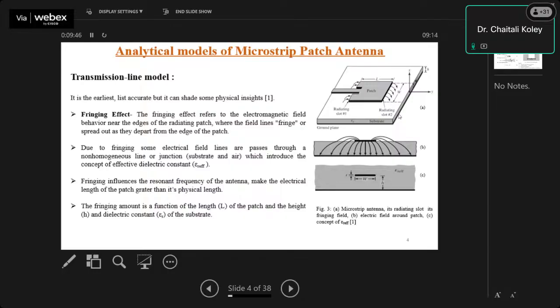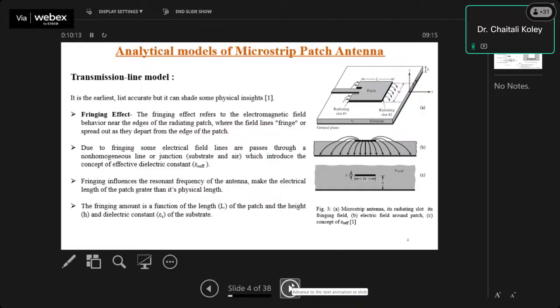Here, the top level and the ground level are considered as a PEC, and the four sides are considered as a PMC. As we know, at the periphery of the patch there is maximum electric field. So why do we consider it as a perfect magnetic conductor? At the periphery of the patch, we consider that the maximum electric field is there.